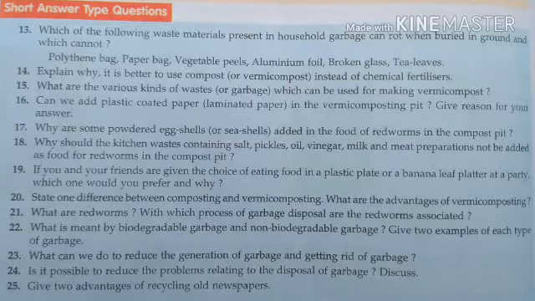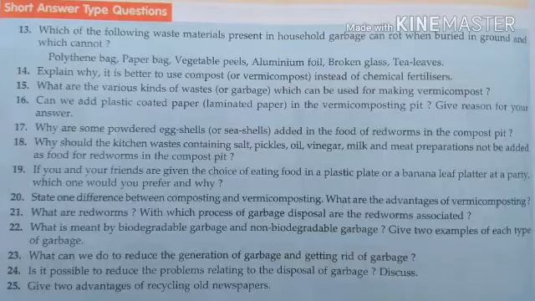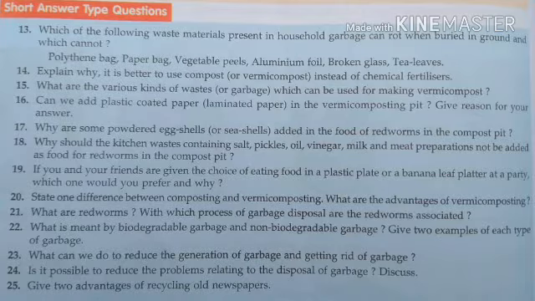Which of the following waste materials present in household garbage can rot when we bury them in the ground and which cannot? Polythene bag, it cannot rot. Paper bag, it rots. Vegetable peel, it rots. Aluminum foil, it won't rot. Broken glass, it won't rot. Tea leaves, it rots.